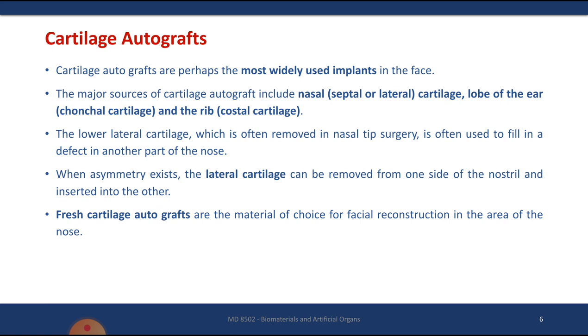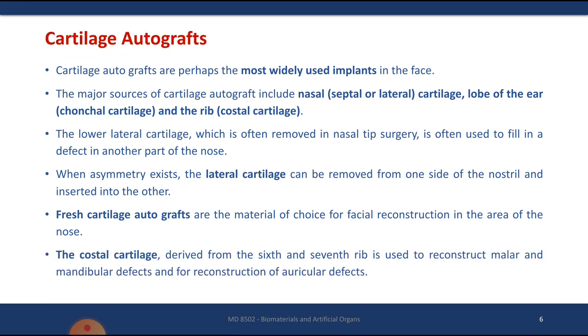And then there is something called fresh cartilage autografts, which is a material of choice for facial reconstruction in the area of the nose. And the last thing is costal cartilage, which is derived from the 6th and 7th rib, which is used to reconstruct malar and mandibular defects and also for reconstruction of the auricular defects.